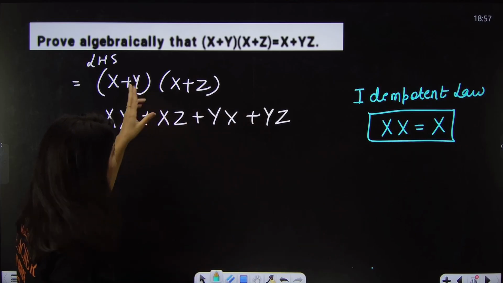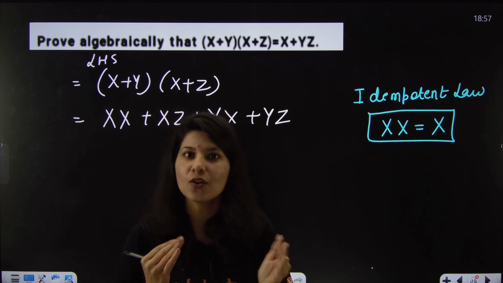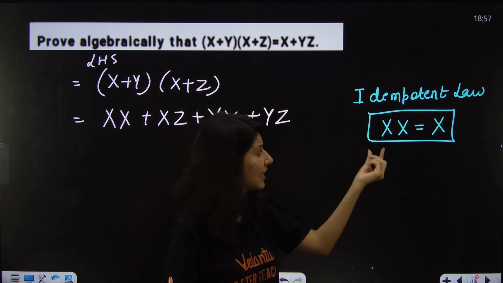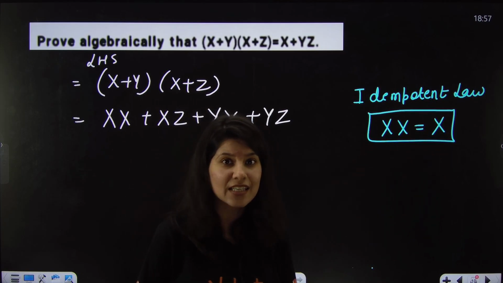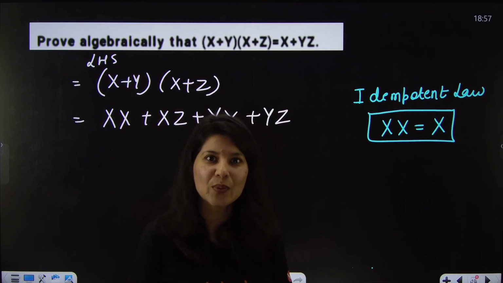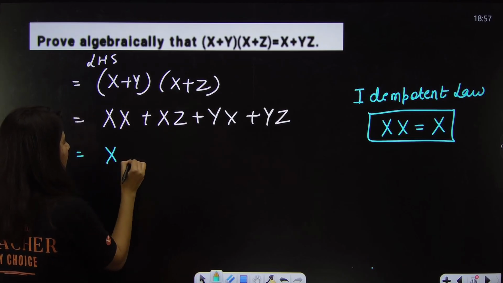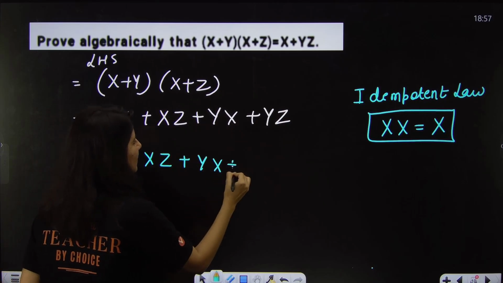So here x, y and z, all three things can only take 0 or 1. Keeping that in mind, even if you're saying x multiply x is x square, now you just tell me, if x is 0, you will get 0 square. 0 square is 0 only. So why write square, right? So x multiply x is x plus xz plus yx plus yz.